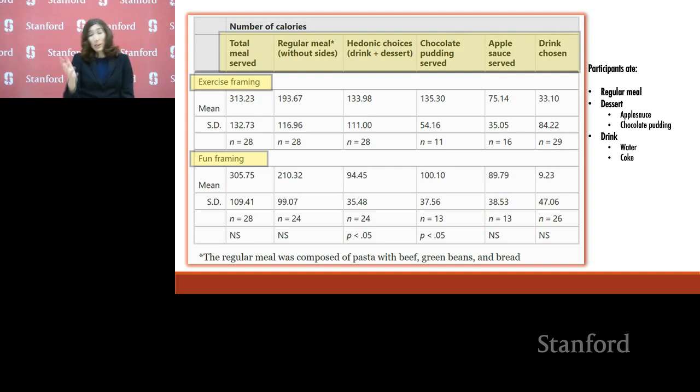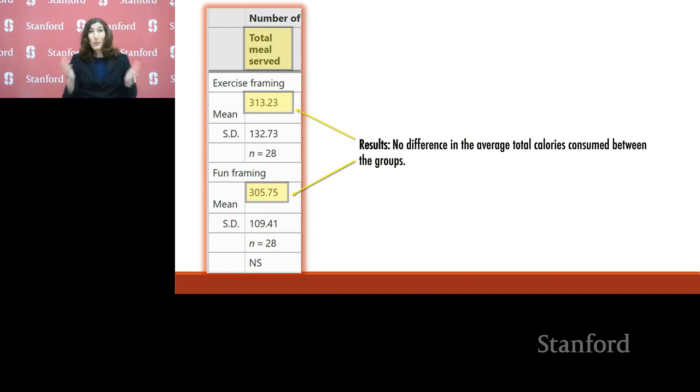Now, the first finding that the authors report actually is that there was no difference in the groups in the total calories served. The average calories in the exercise group was 313 versus 305 in the fun framing group. So virtually no difference there. However, the authors really wanted to find a difference between the groups, so they kept on digging and looking at different components of the meal.